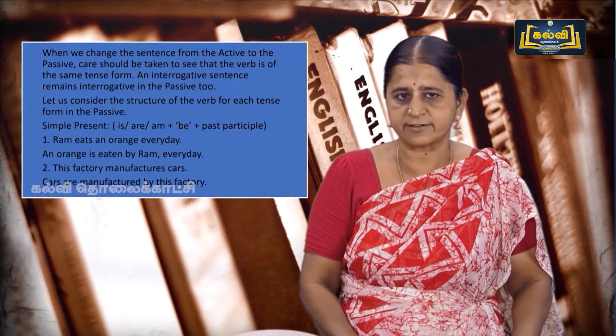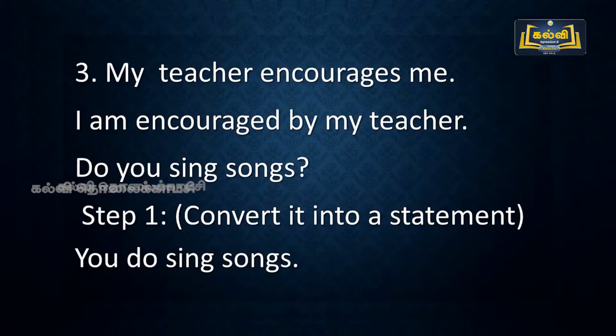Now look at the next sentence. My teacher encourages me. My teacher subject, encourages verb, encourages whom? Me. That is the object. When I start the sentence in the passive, I would use I instead of me. So when I use I, the verb should be am. So I am encouraged by my teacher.